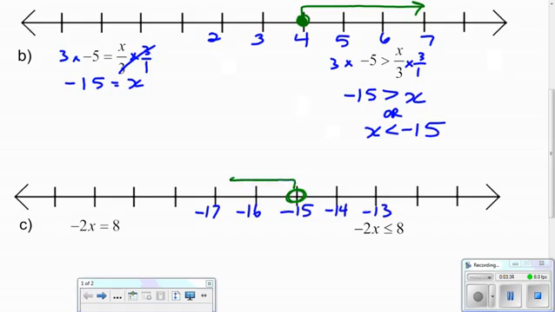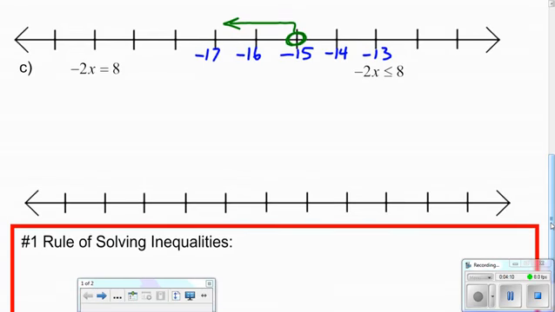So smaller than negative 15 is going to the left. So that means any of those values to the left of negative 15 are possible solutions. So if I picked, let's say, something else that divides by 3, let's say negative 21. So negative 5 must be greater than negative 21 divided by 3. Negative 21 divided by 3 is negative 7. And this is true. Negative 5 is greater than negative 7. Okay?